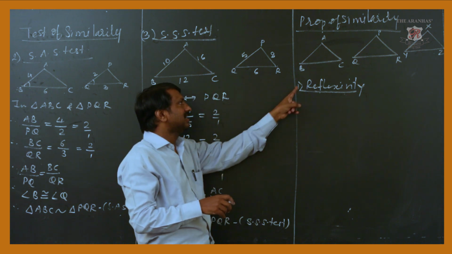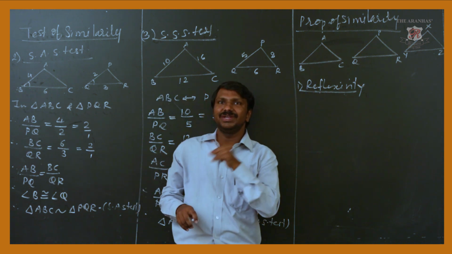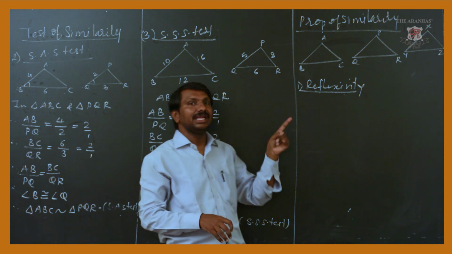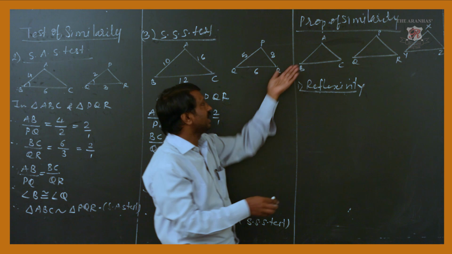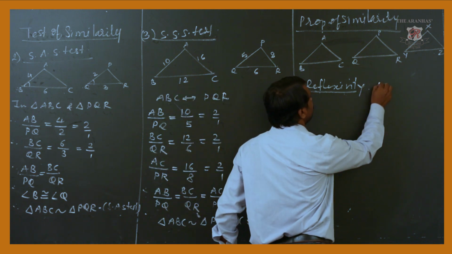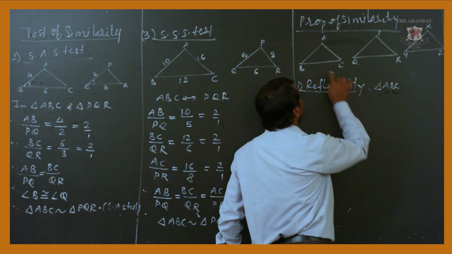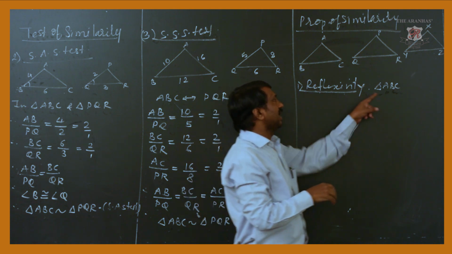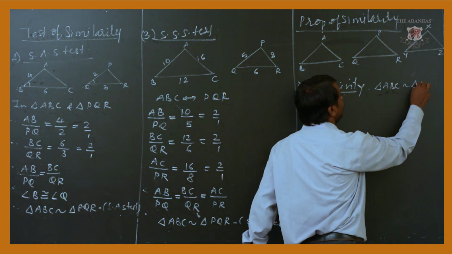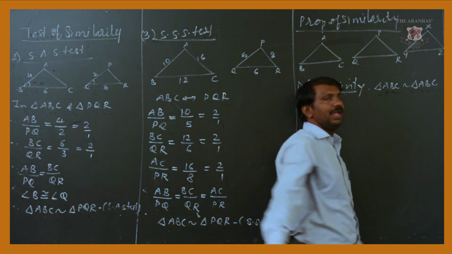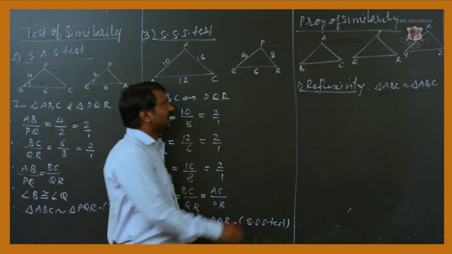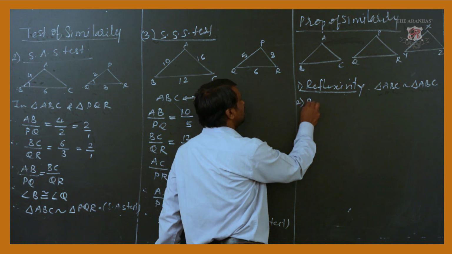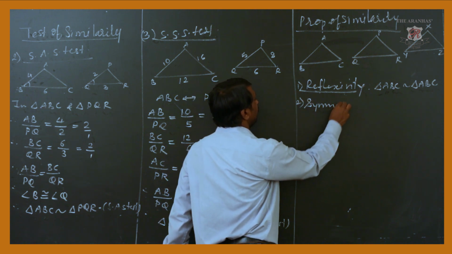So reflexivity means, simple thing, every triangle is similar to itself. For example, I can write here triangle ABC. Triangle ABC is similar to triangle ABC only. Every triangle is similar to itself. This is the first property. The second, we'll see, is symmetry.